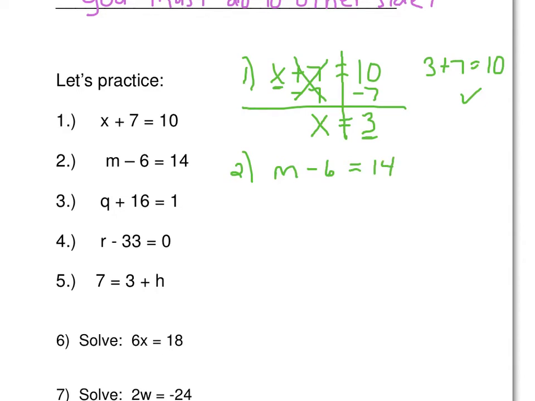So again, we have a variable m. m minus 6 equals 14. Draw a line to separate the left and the right side of the equal sign. We're going to do the opposite of subtracting 6. So instead of subtracting 6, we're going to add 6. Whatever I do to one side, I do to the other. So if I add 6, then I get 0. That's zeroed out. I've now isolated m, and 14 plus 6 is 20.